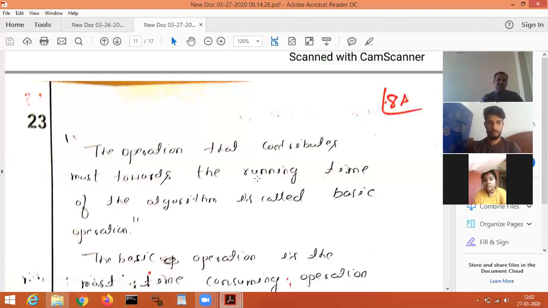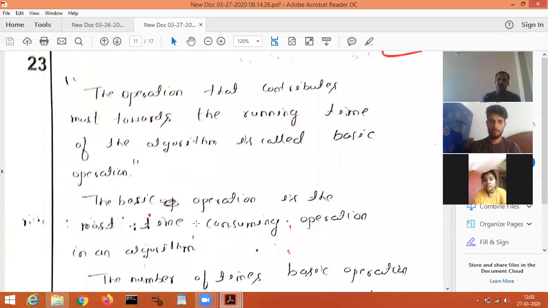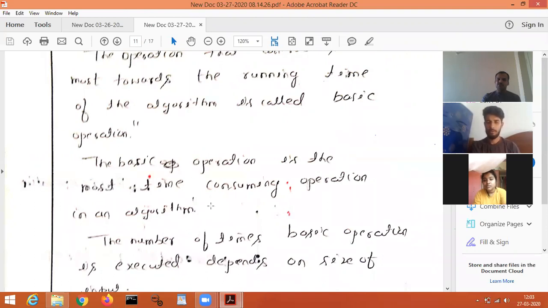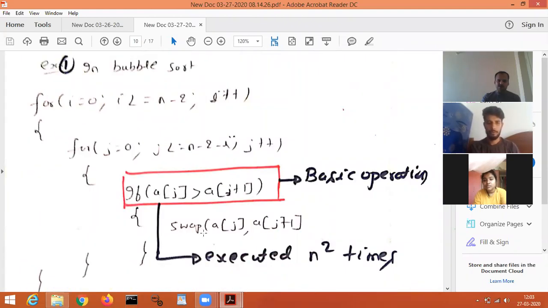Now, what is the definition? The operation that contributes most towards the running time of an algorithm is called the basic operation. Which operation increases the running time of an algorithm? That is called the basic operation. The basic operation is the most time consuming operation in an algorithm. There are many operations. Here I have 2 operations: one is the exchanging, another is the comparison. Out of these, the most time consuming operation is the comparison operation. Every time this statement will be executed. That's why I can say that this is the basic operation.